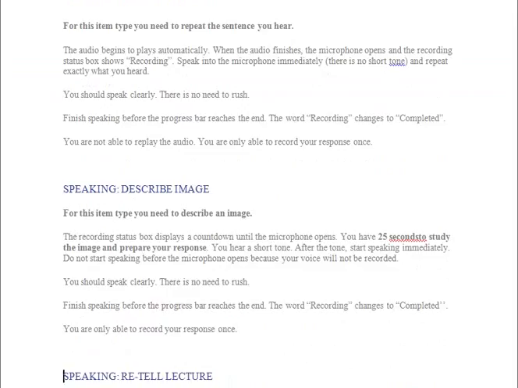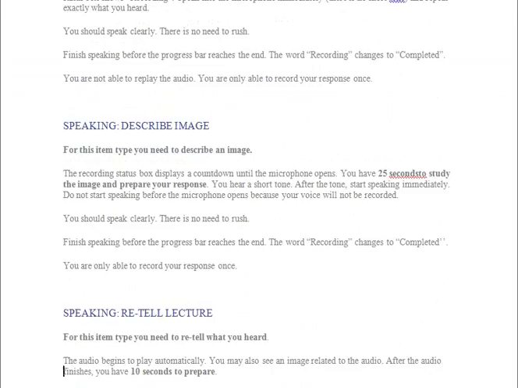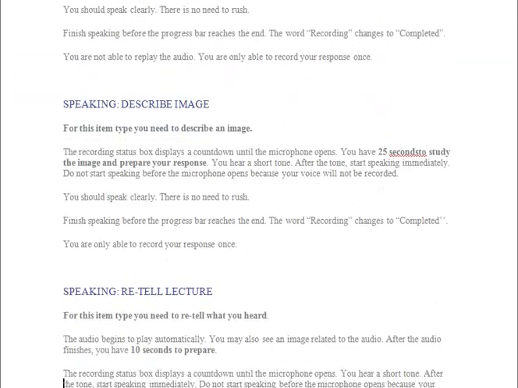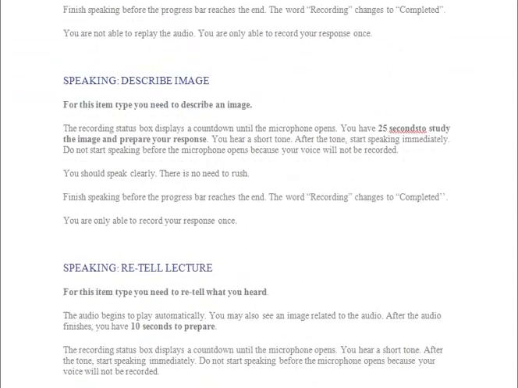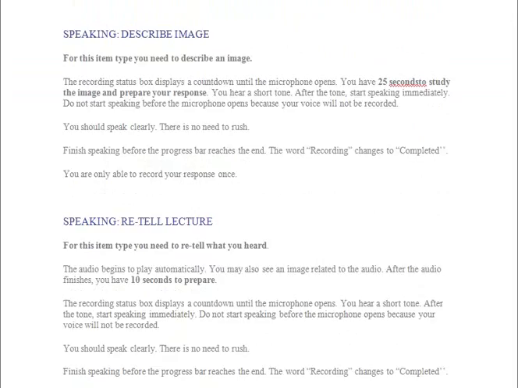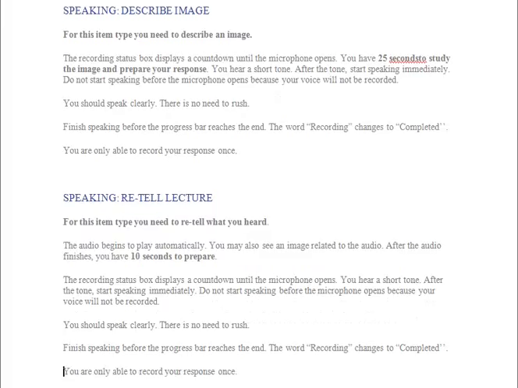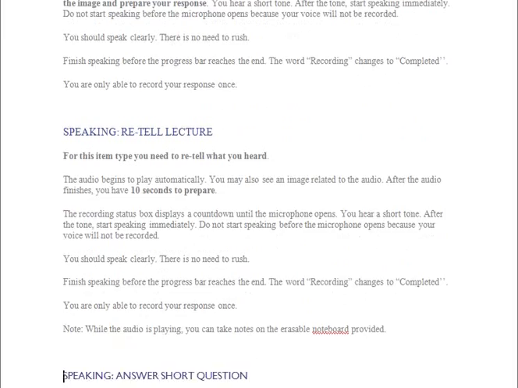Then the third question type is describe an image. For this item type, you need to describe an image which appears on your computer screen. Then the fourth question type is retell lecture. For this item type, you need to retell what you have heard. The audio begins to play automatically. You may also see an image related to the audio. After the audio finishes, you have 10 seconds to prepare. Same thing again, you will see a recorder starting, so you need to start speaking immediately.